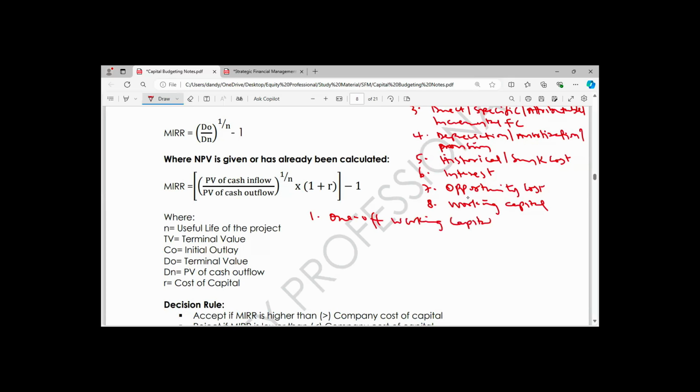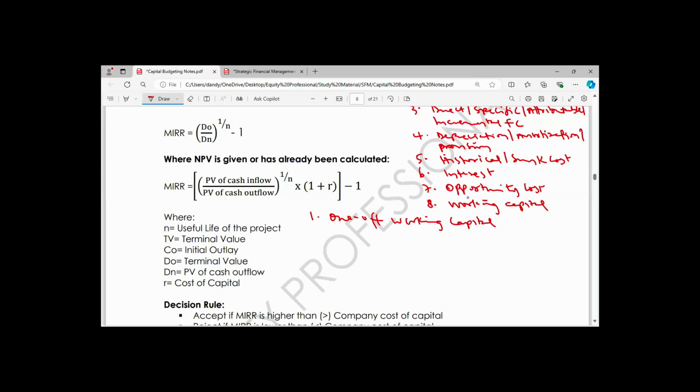When you are given a one-off working capital, it should be treated as cash outflow in the year before the year of occurrence and recover fully at the end of the useful life. I repeat, when you are given a one-off working capital in a question, it should be treated as cash outflow in the year before the year of occurrence and recover fully at the end of the useful life. Let me demonstrate this for you.